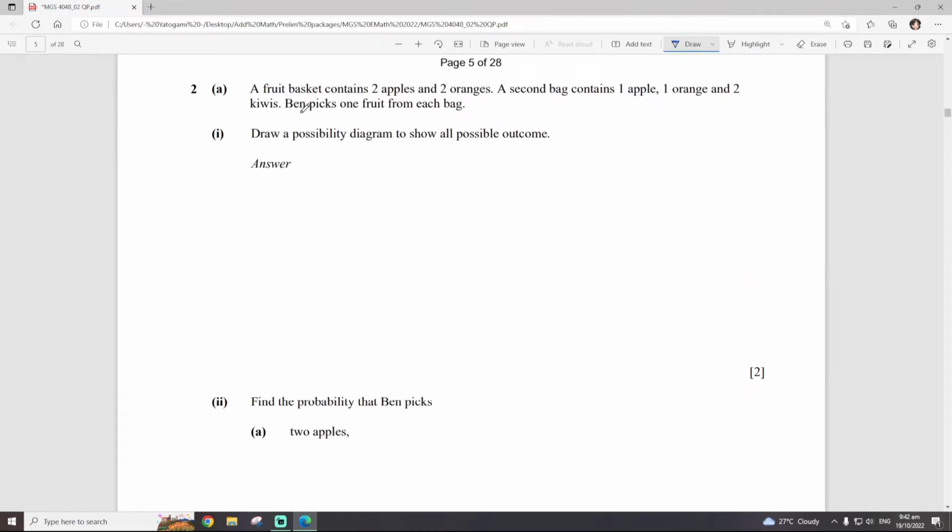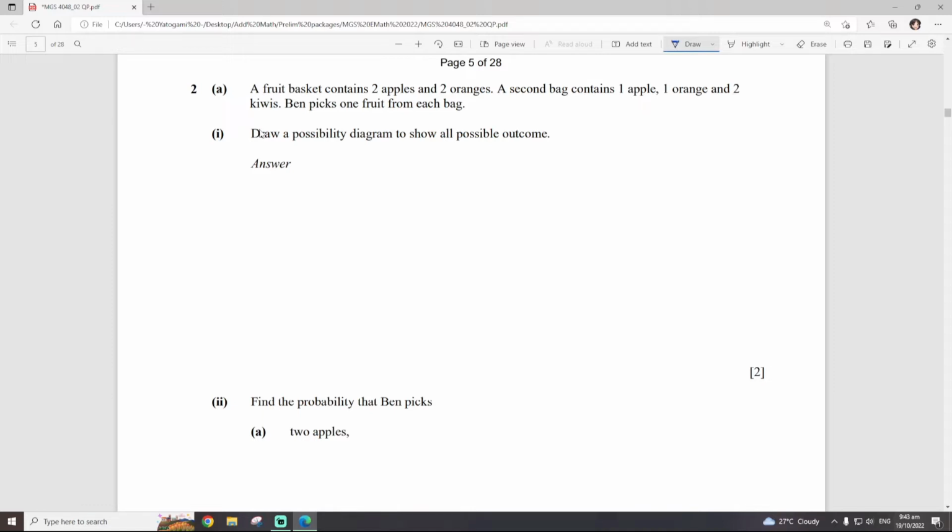A fruit basket contains 2 apples and 2 oranges. Second bag contains 1 apple, 1 orange, and 2 kiwis. Ben picks 1 fruit. Draw a possibility diagram. Okay. So there are 2. So I'm assuming they mean that both of them are like different containers.